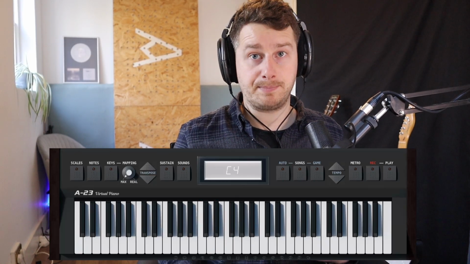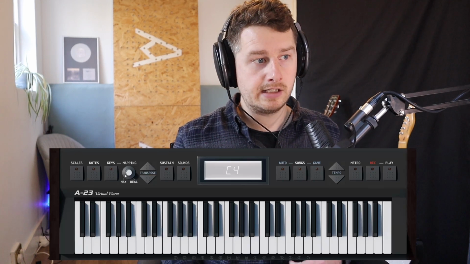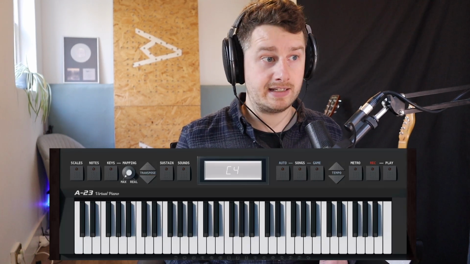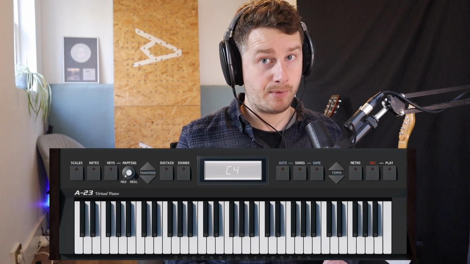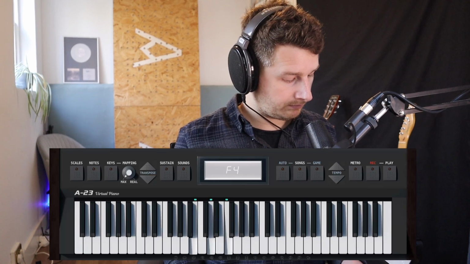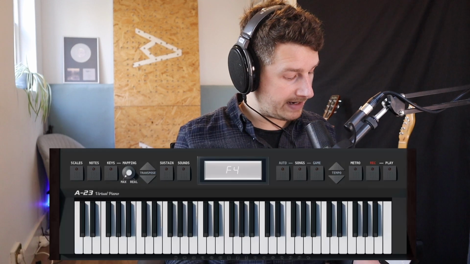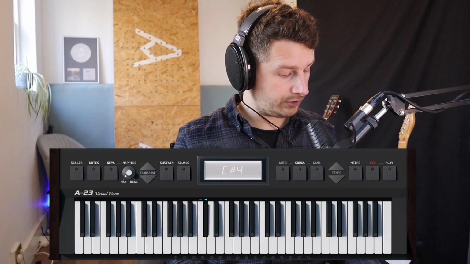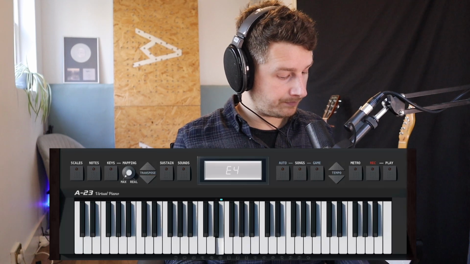And essentially you just apply that to all the different chords. So is it going to be a major or a minor or potentially a diminished or augmented? There is one diminished chord in the key of C major and in A minor. And that's the B diminished, which sounds like this. And that is made up of 3 and 3. So from B, 1, 2, 3, and then another 3 from there.